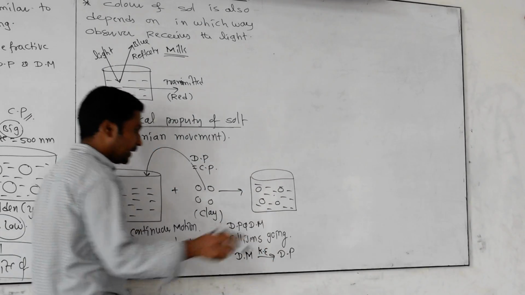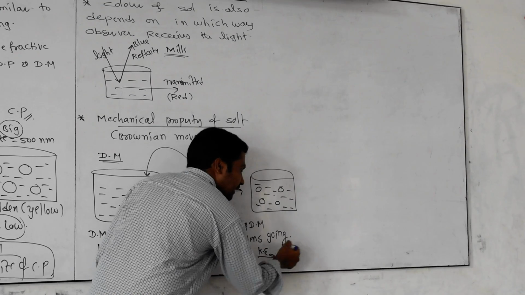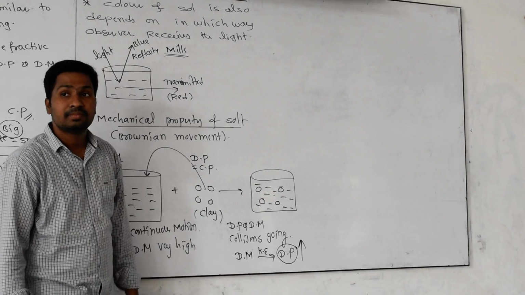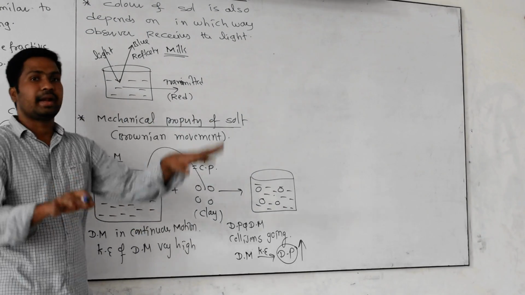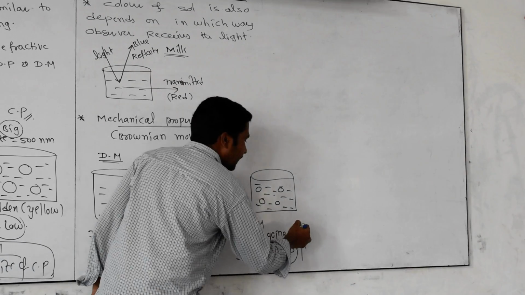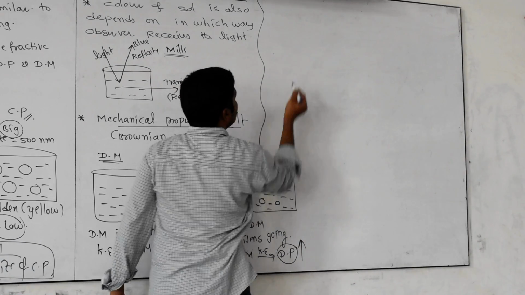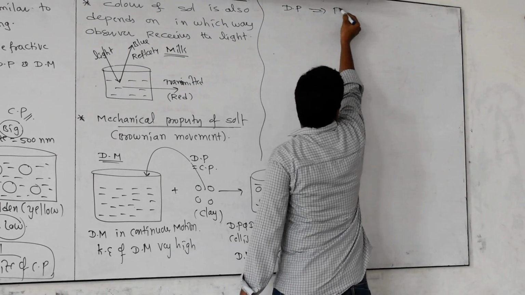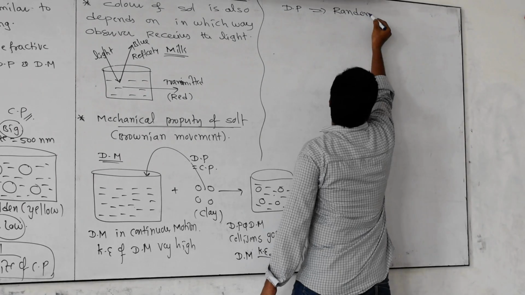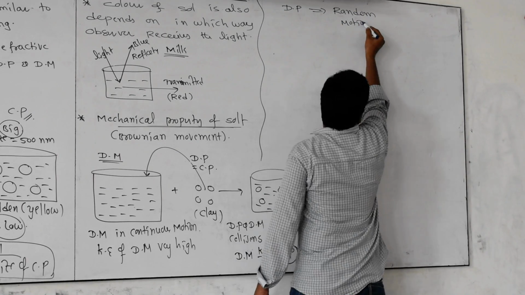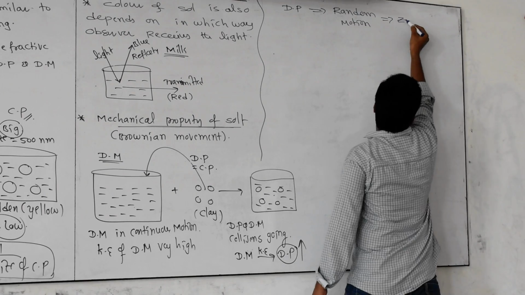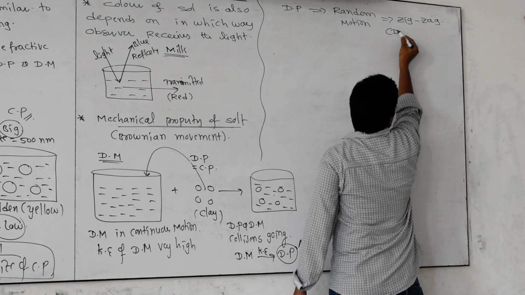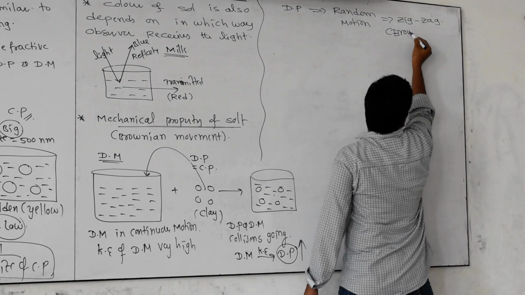After transferring kinetic energy, then what happens? The kinetic energy of the dispersed phase particles will increase. Then they won't sit calm. What will they do? They are in random motion. That is what we call zigzag motion. The dispersed phase particles have a random motion, and that random motion we specially call zigzag motion. There is no particular pattern. That zigzag motion we call Brownian movement.